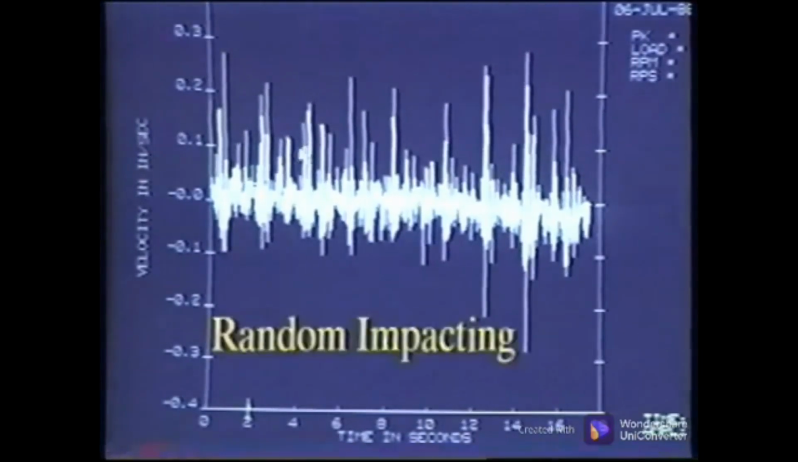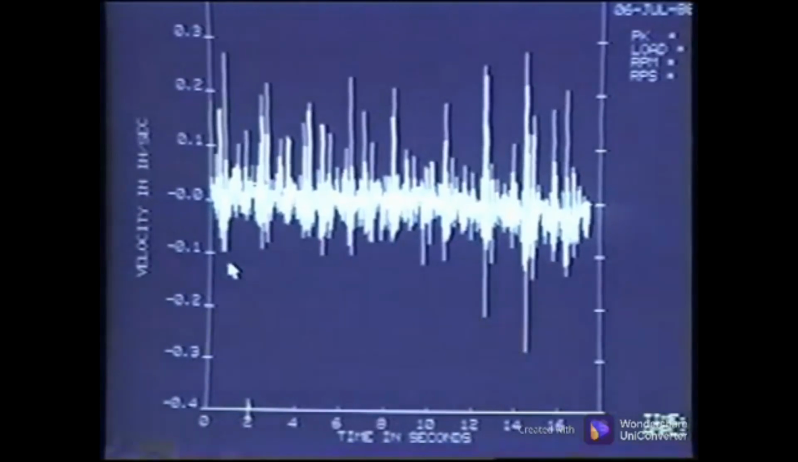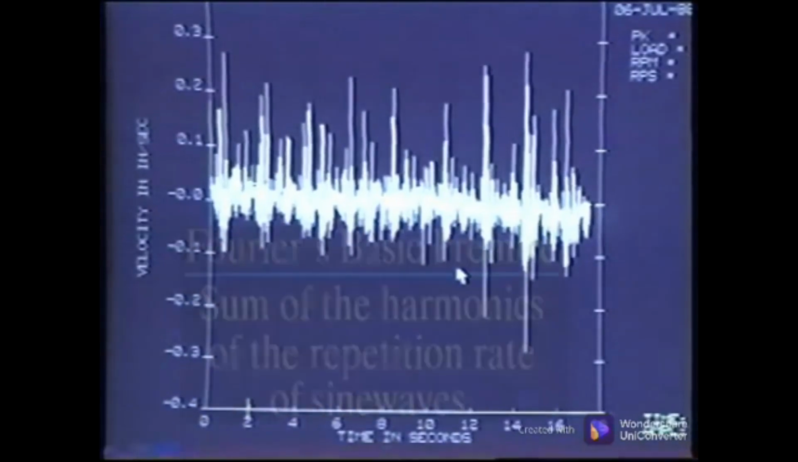There appears to be some random impacting in the waveform. From the previous section on spikes and impacts, we know to expect to see a raised floor of the spectrum. But the asymmetry due to a restriction of motion clips or truncates the waveform in one direction so that it no longer is a pure sine wave at a single frequency.